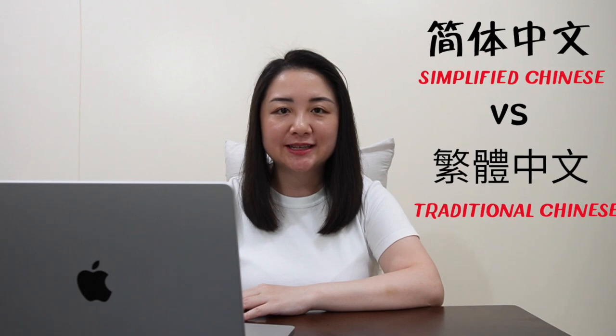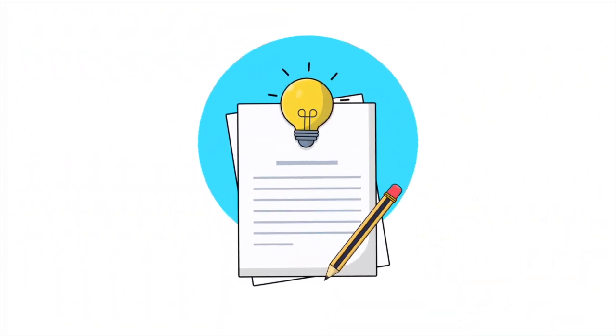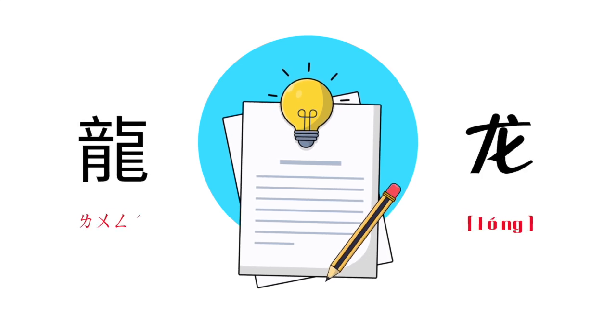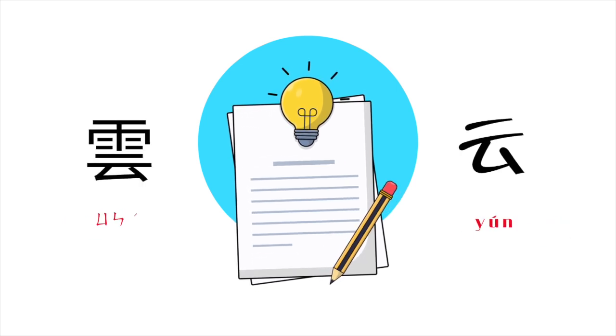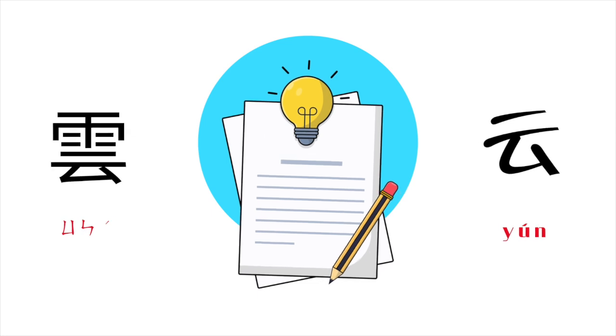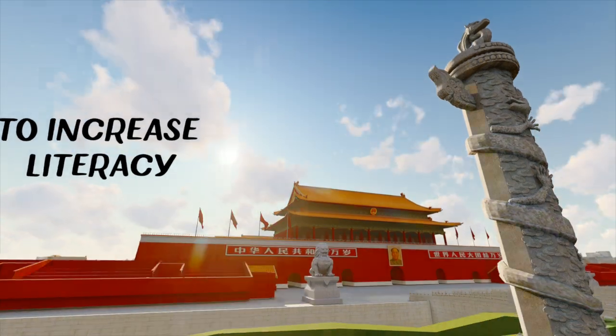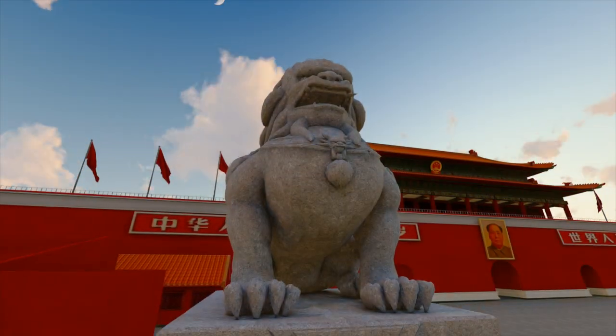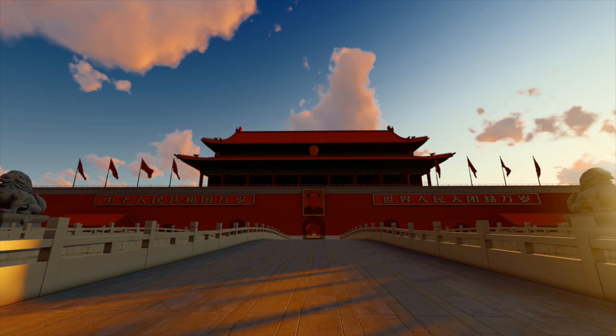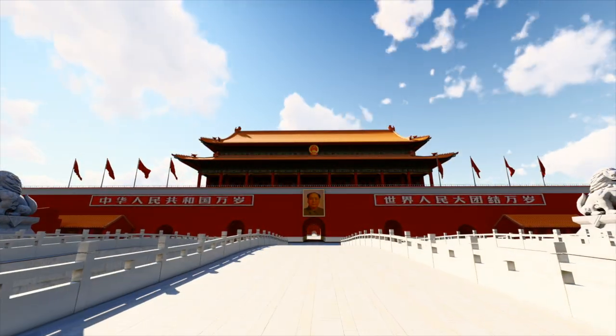There are two commonly used forms of Chinese nowadays: simplified Chinese and traditional Chinese. Today, I will briefly explain their evolution and the differences. Simplified Chinese characters are a standardized set of Chinese characters with fewer strokes than traditional characters. The primary aim of simplification was to increase literacy by making the writing system easier to learn and use.